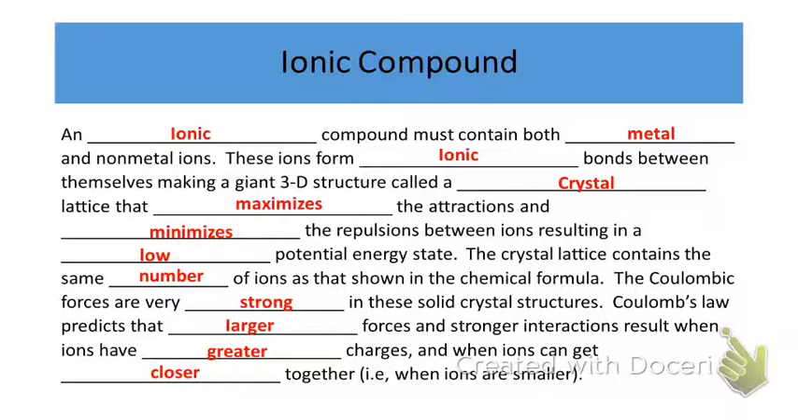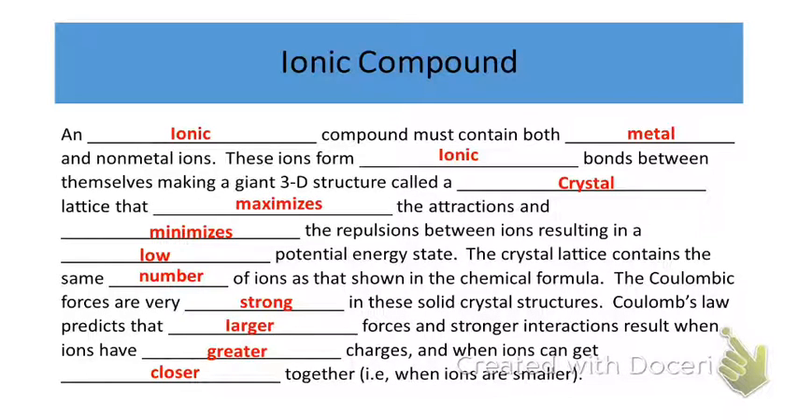All right. Now, the crystal lattice contains the same number of ions as is shown in the chemical formula. Kind of like we showed earlier, the chemical formula ratio is the number of ions found in the ionic compound, or at least that ratio is. So I'll explain that a little bit more in a minute. So the Coulombic forces are very strong in these solid crystal structures, meaning the ionic bonds in the ionic compound are super strong.